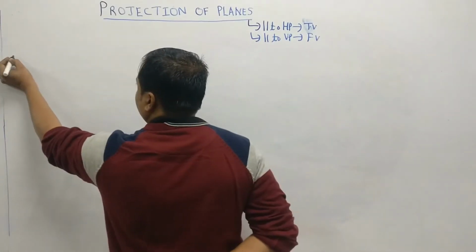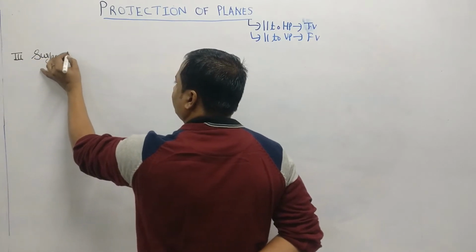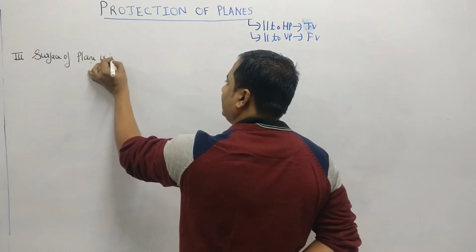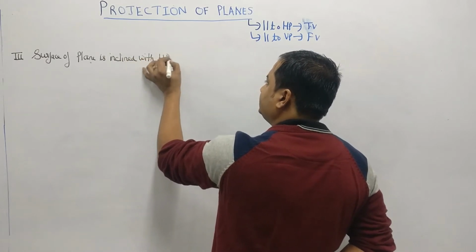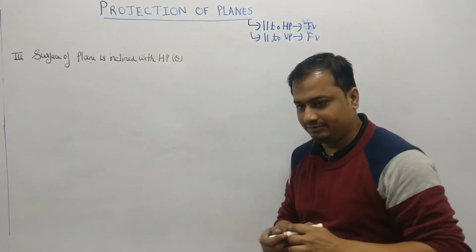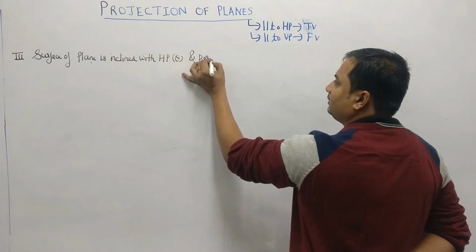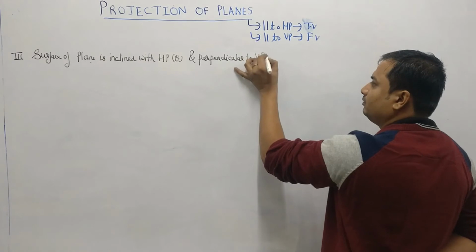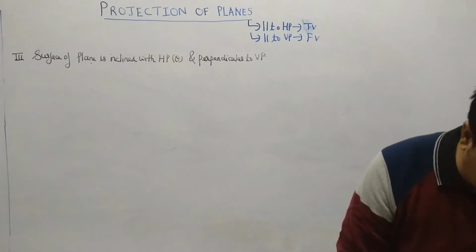So the third case is now: the surface of the plane is inclined with HP, the angle I have taken is theta, and perpendicular to VP. Now this is my third case, on the basis of which we will be solving a few problems also.